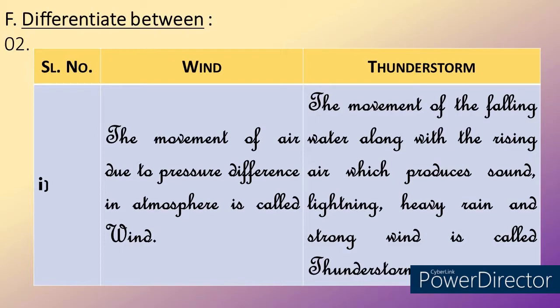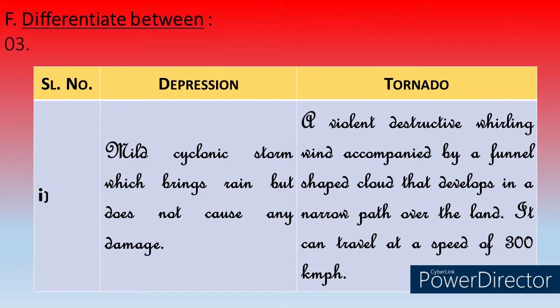Then the next one is heavy rain, and also along with the strong wind, that is actually known as thunderstorm. The third question is: differentiate between depression and tornado. Depression is a mild cyclonic storm which brings rain but does not cause any damage.